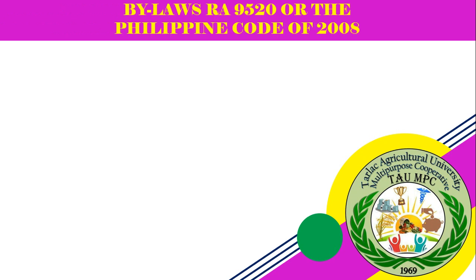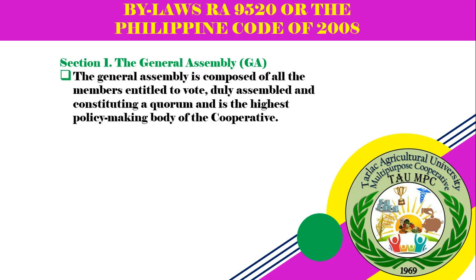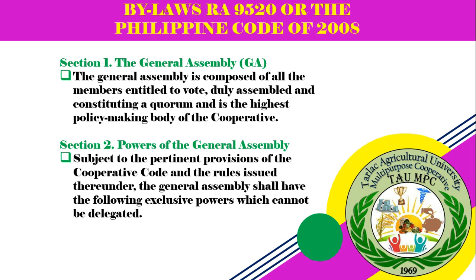Bylaws. RA 9520, or the Philippine Cooperative Code of 2008. Section 1. The General Assembly. The General Assembly is composed of all the members entitled to vote, duly assembled and constituting a quorum, and is the highest policy-making body of the cooperative. Section 2. Powers of the General Assembly. Subject to the pertinent provisions of the Cooperative Code and the rules issued thereunder, the General Assembly shall have the following exclusive powers which cannot be delegated.